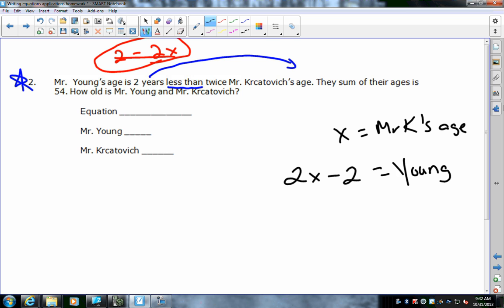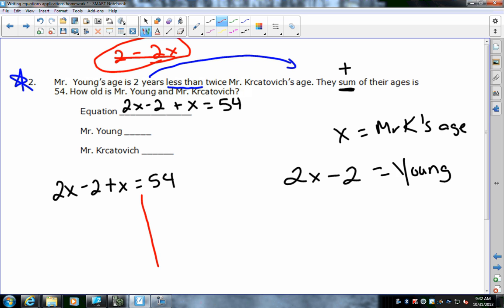Now, it says the sum of their ages is 54. Underline sum. That means plus. That means add them together. So I'm going to have 2x minus 2, that's Mr. Young's age, plus x, which is Mr. K's age, and that equals 54. Now, to find out how old they are, we're going to have to solve this. 2x minus 2 plus x is 54.